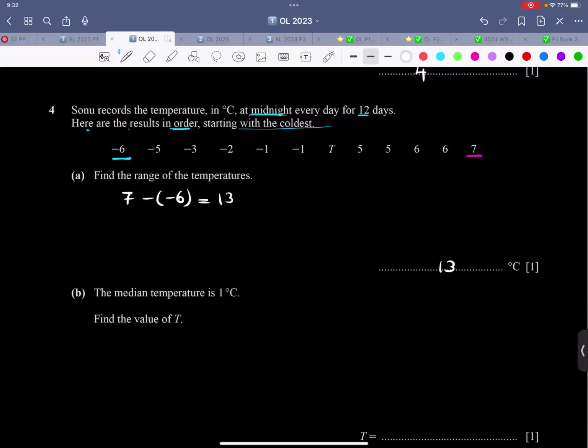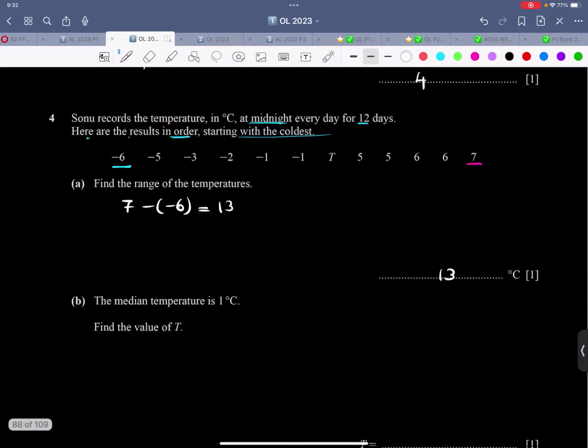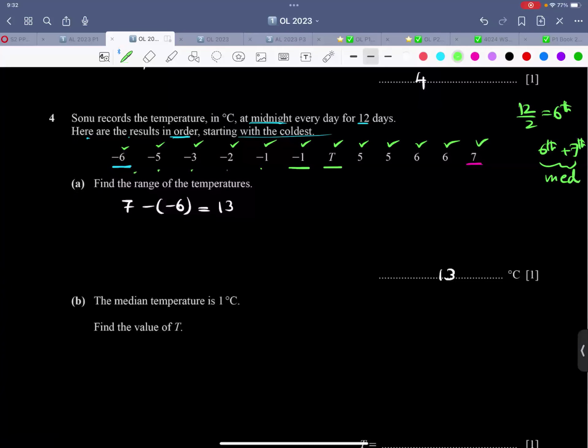So write it over here. The median temperature is 1. Find the value of T. Now it's for 12 days. So 1, 2, 3, 4, 5, 6, 7, 8, 9, 10, 11, 12. The middle two values: 12 divided by 2 is 6th. So the 6th and 7th, their average is the median. So 1, 2, 3, 4, 5. This is the 6th value. This is the 7th value.